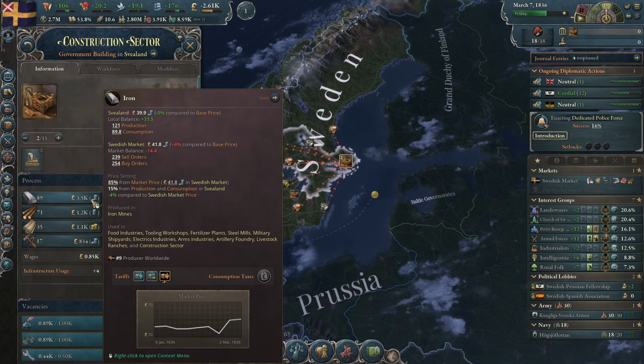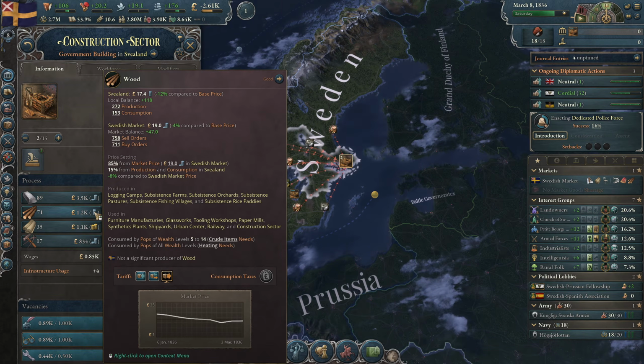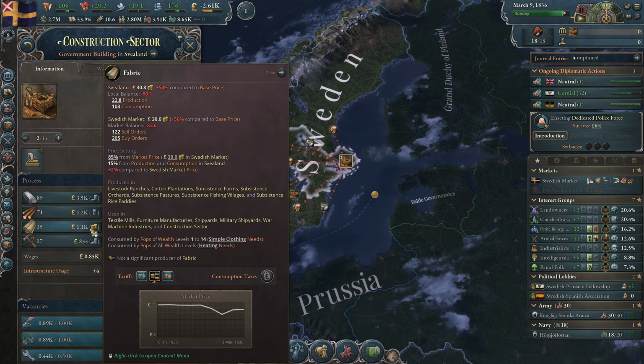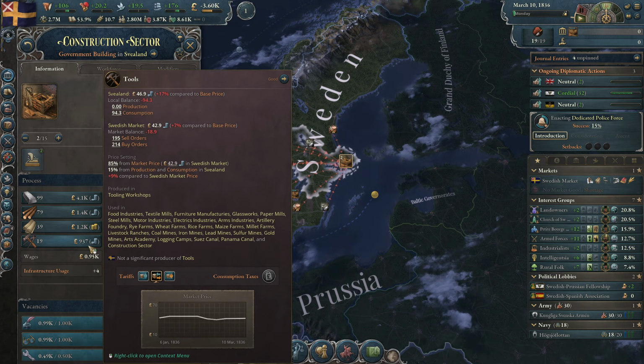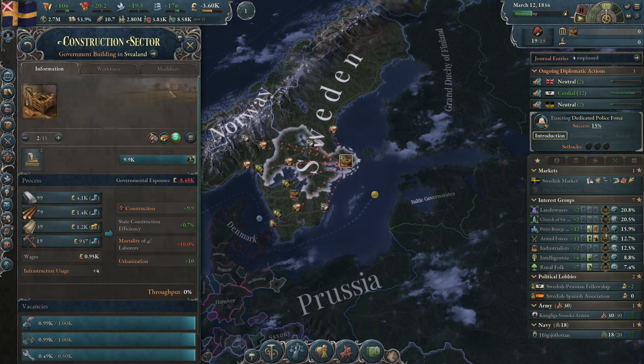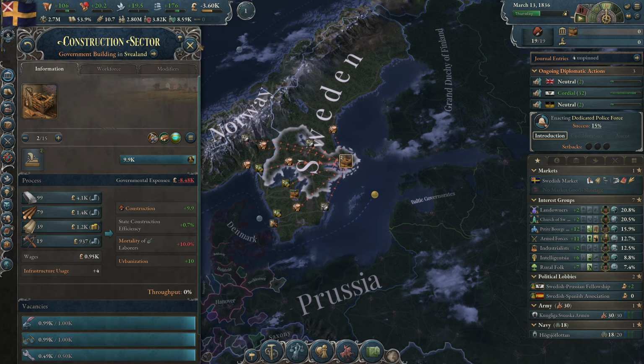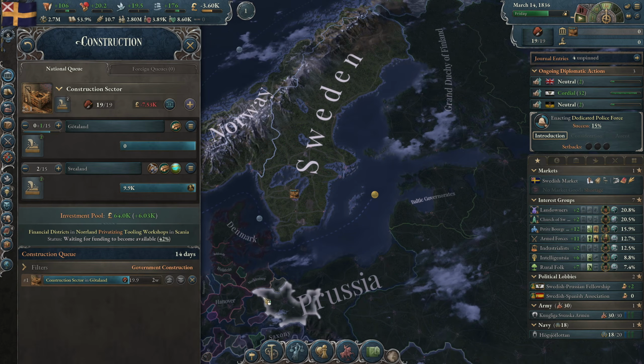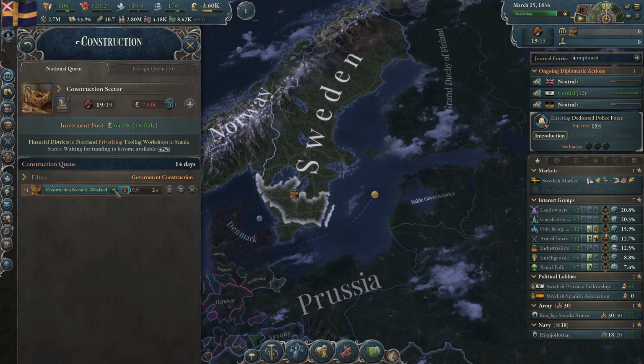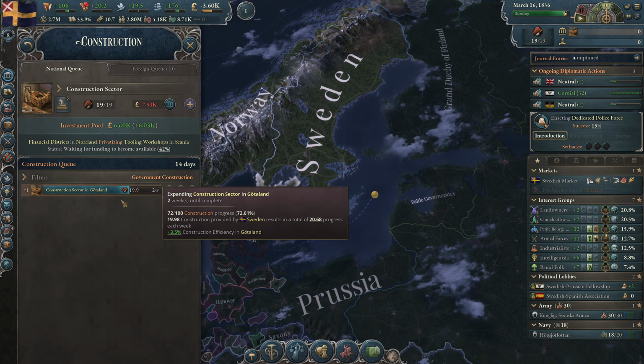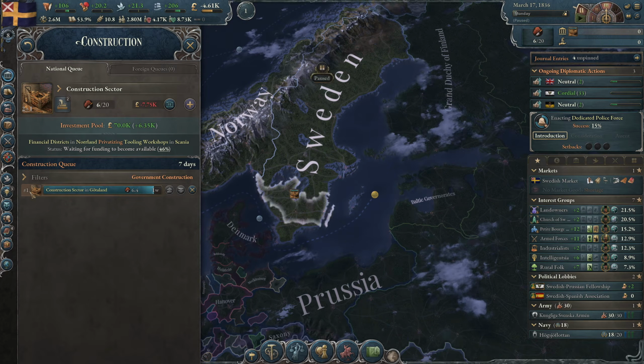Now luckily we have very cheap iron still. We also have very cheap wood. Our cloth price is a problem, and our tools are a little bit expensive. There we go. And that means that we are also building quicker now. This construction sector is getting built quicker because we are having more construction.